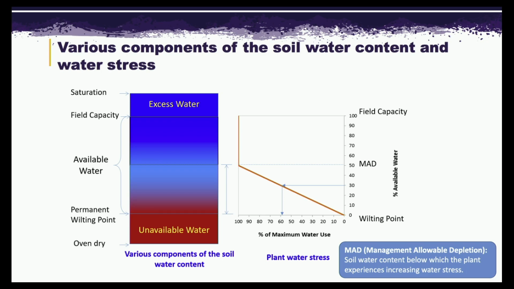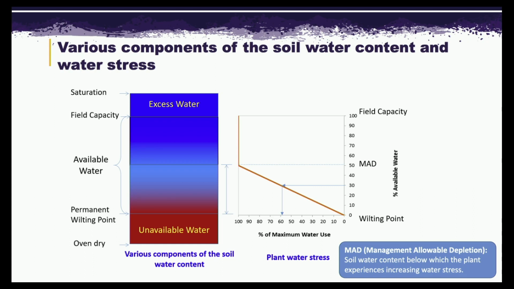And within this available water, we also define the management allowable depletion. If the water content is above this, then we say the plant will get enough water. If water content is below this management allowable depletion, then the plant will be under water stress. So our intention in irrigation scheduling is to keep water content in the soil within this range. Once the water content is close to this management allowable depletion, then we need to irrigate.